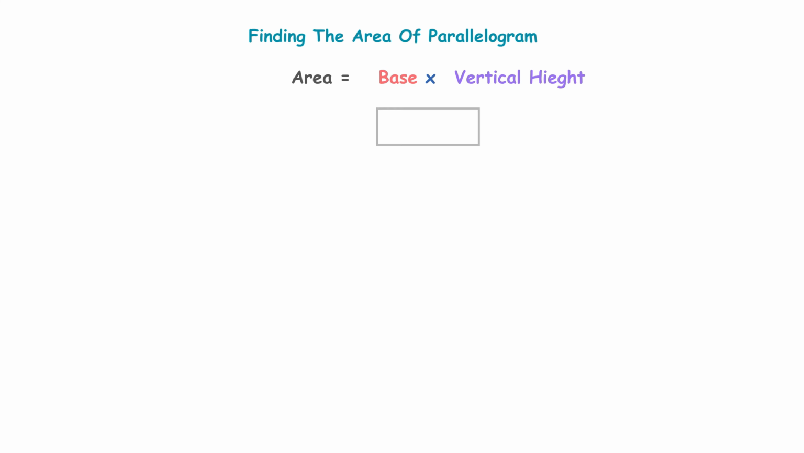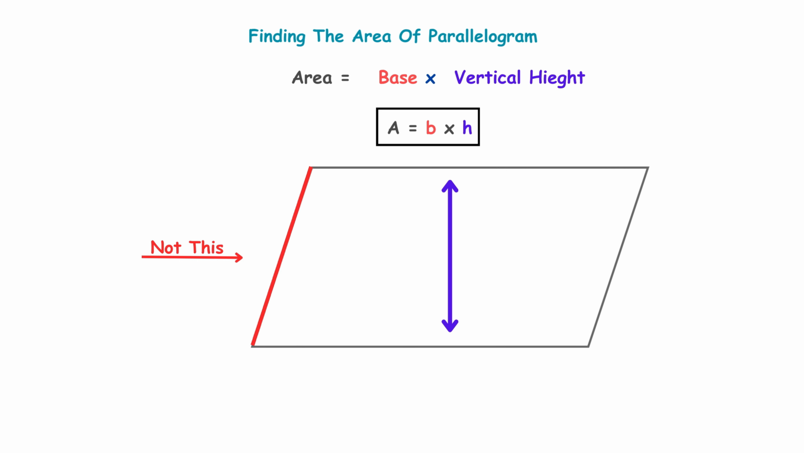Moving on to the parallelogram, which is essentially a slanted version of a rectangle, we use a very similar formula. In this case, area equals base multiplied by vertical height. It is important to note that the vertical height is the perpendicular distance from the base to the top and not the slanted side. So, if the base of a parallelogram is 9 centimeters and the vertical height is 4 centimeters, then the area would be 9 multiplied by 4, resulting in 36 square centimeters.